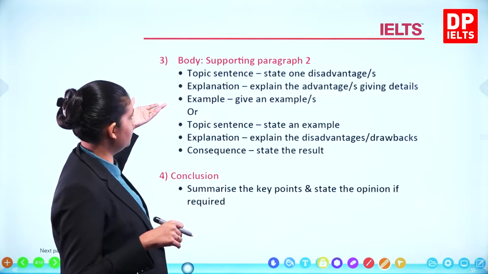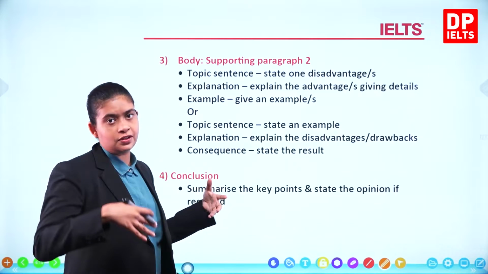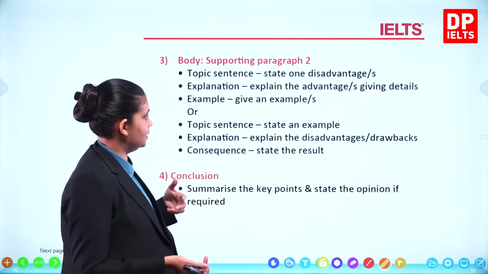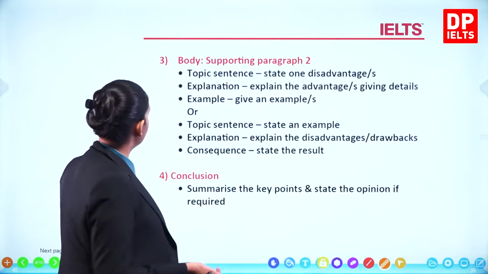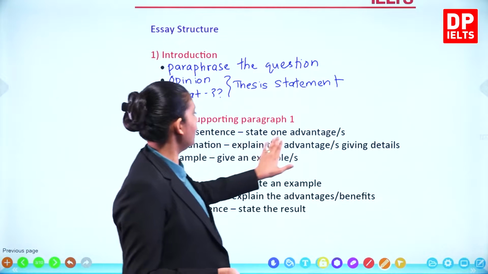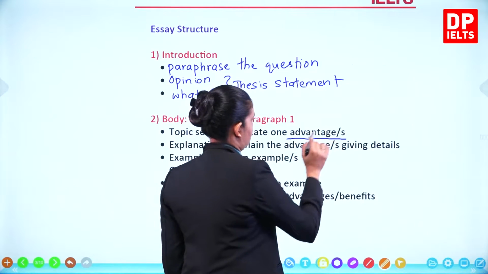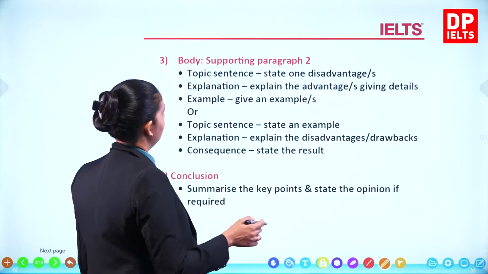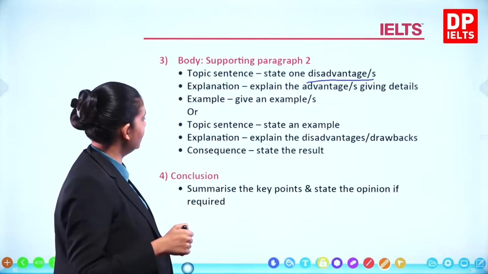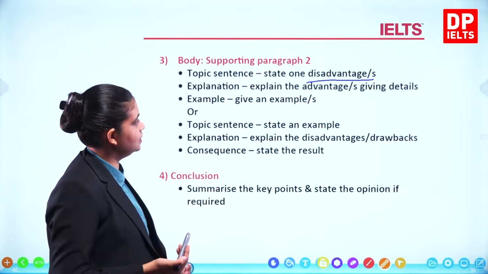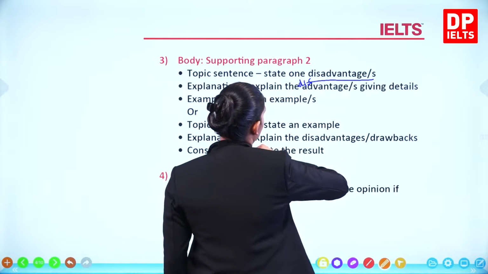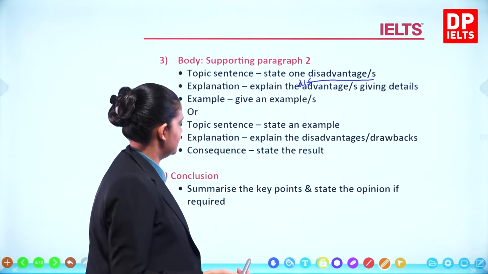The same structure is followed for body para 2. If you feel that you need another body para to explain, you could use a body para 3 with a similar structure. And here, the difference is, if they ask you for advantages and disadvantages, body para 1 talks about the advantages. However, body para 2 talks about the disadvantages. That's the only difference. And then you explain the disadvantage, and then you give details.